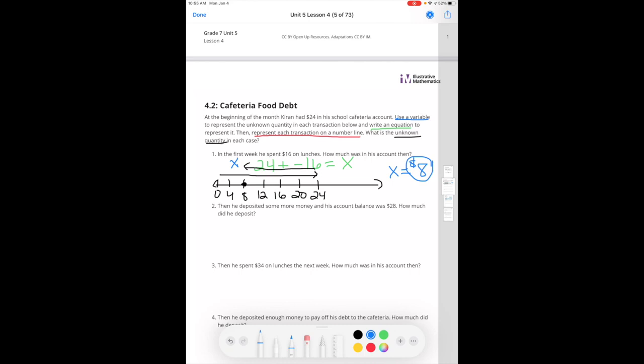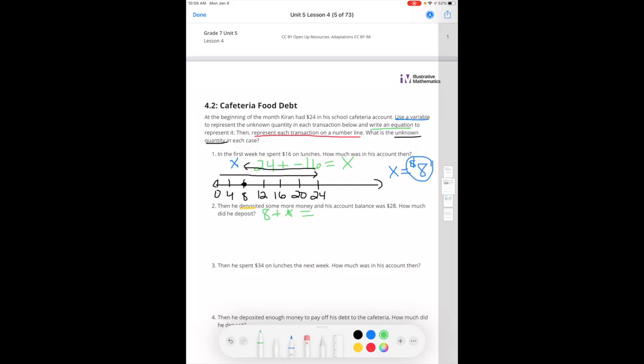Number 2, it says he then deposited some more money and his account balance was now $28. So how much did he deposit? We can use X on all of these. So he starts out with $8. So he currently has $8. He deposited money. So if you deposit money, that's a positive number. So he deposited an amount of money that we do not know. So there's our variable, X.